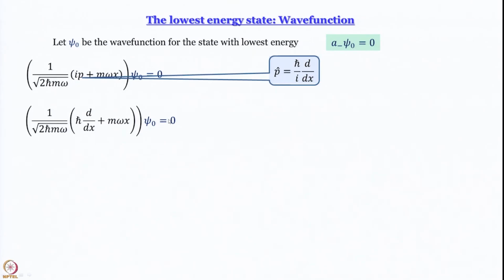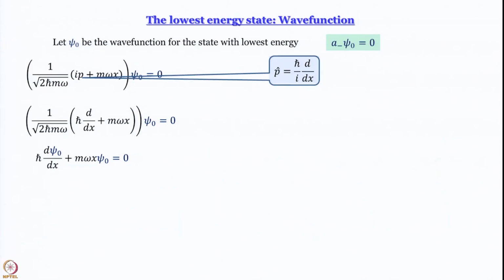It is a differential equation, right, a first order differential equation. First thing I can do is get rid of the factor 1 by root over 2 h cross m omega, because that is of course not equal to 0. So, the rest of it has to be equal to 0. What I get is h cross d psi 0 dx plus m omega x psi 0 equal to 0, right. A simple first order equation. I think most of you would be able to solve it without me doing it, but we will do it anyway.